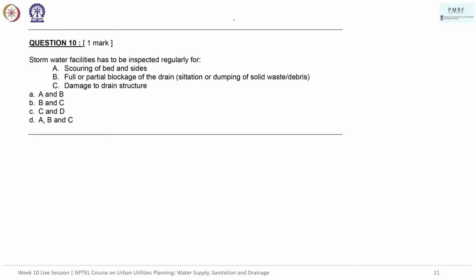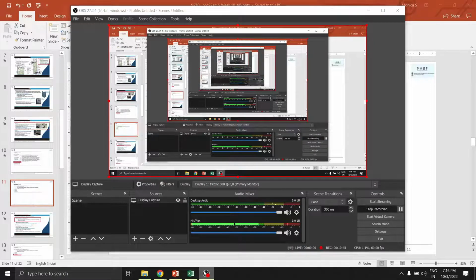So moving on to the next question. Stormwater facilities have to be inspected regularly for: A, scouring of bed and sides; B, full or partial blockage of the drain, that is siltation or dumping of solid waste or debris; and C, damage to drain structure. Any answers?